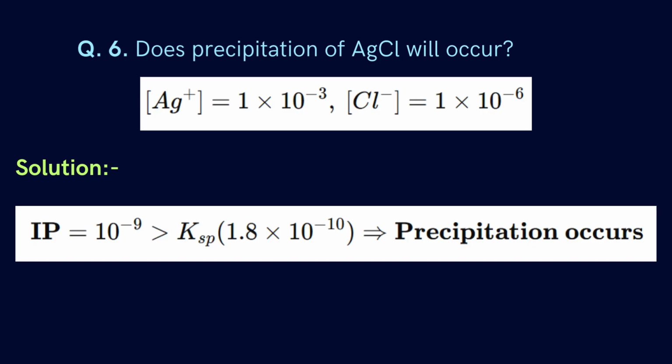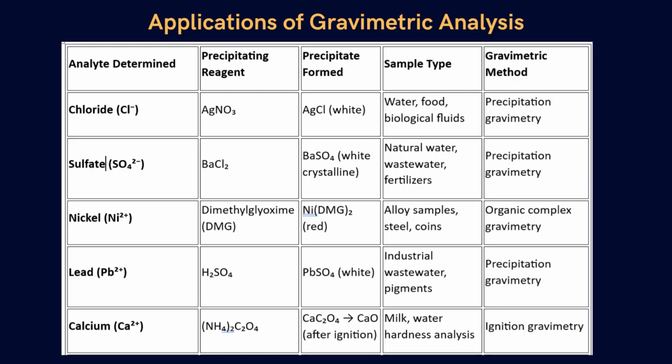Next, sixth question is, will precipitation of AgCl occur if the concentration of Ag plus ion is 1 into 10 to the power minus 3, and concentration of Cl minus ion is 1 into 10 to the power minus 6? The Ip will be 1 into 10 to the power minus 9, which is less than the solubility product of AgCl, so the precipitation will not occur.